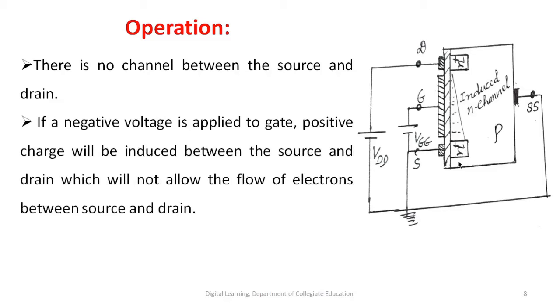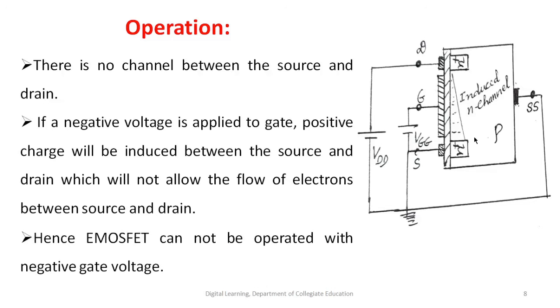If a negative voltage is applied to the gate terminal, positive charge will be induced between the source and drain, which will not allow the flow of electrons from source to drain. Hence, the MOSFET cannot be operated with negative gate voltage.